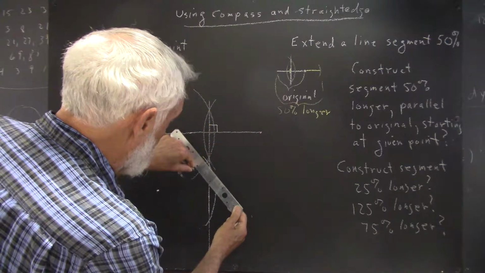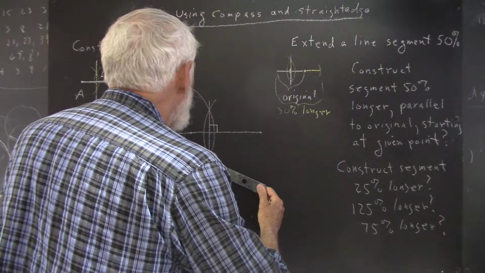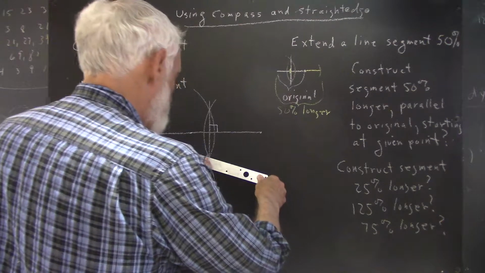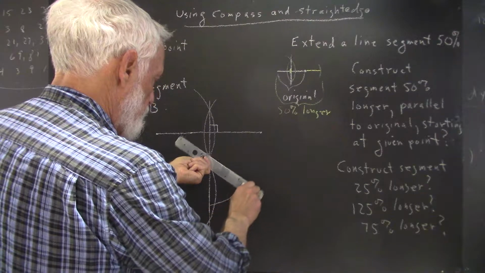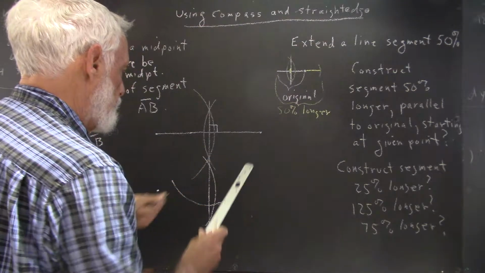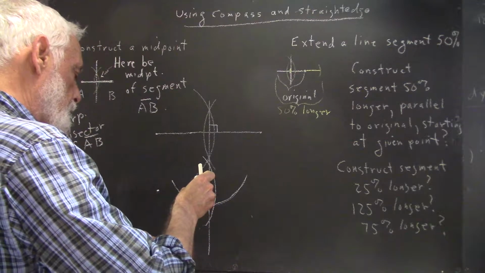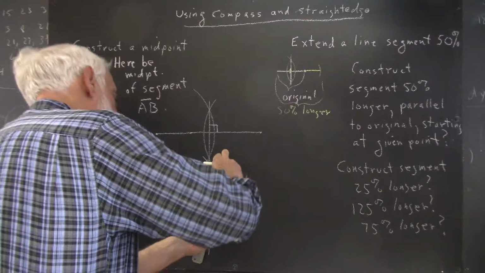So I'm going to use the point of the compass through one of the small holes in this strap, and I'm going to put that there. So now I'll be able to construct this arc, and then I'll do the same thing down here. A little difficult to find that point.